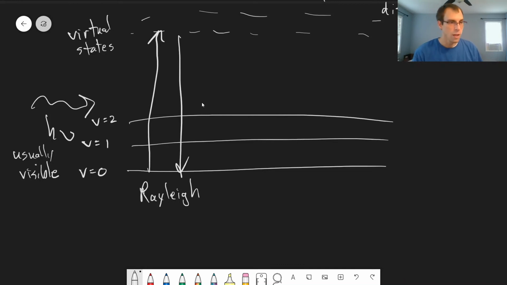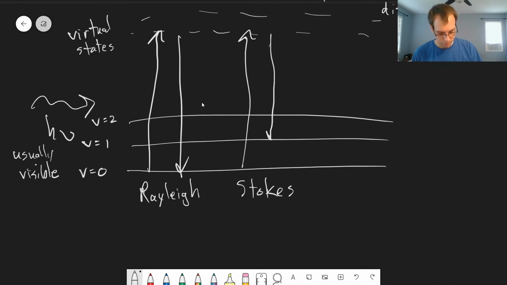And then with Raman scattering, there are actually 2 different types of Raman scattering. There's what's known as Stokes scattering, where the molecule starts in a lower energy state, goes up to a virtual state and goes down to a different lower state. So it goes from V equals 0 to V equals 1. So our photon that comes out has less energy than it started with. So it gave some energy to the molecule.